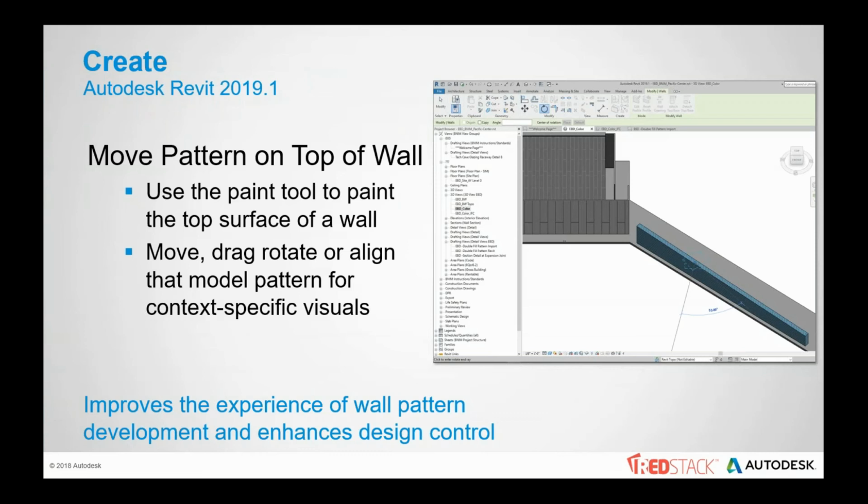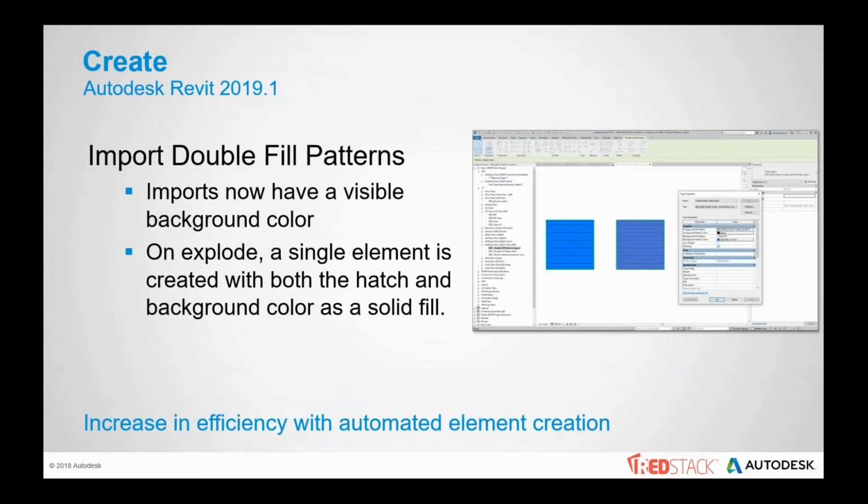In terms of walls, when working in Revit, you will now be able to drag, rotate, and align a model pattern on a painted top surface of a wall, such that you may adjust the pattern tile location on all faces of a wall for highly controlled alignment. So this will now give you greater control over the look of a wall at every visible surface and enhance wall control.